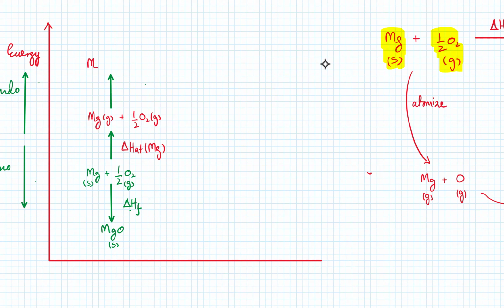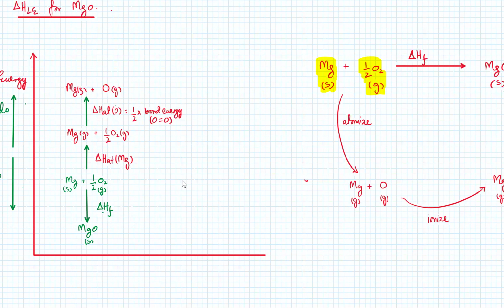So magnesium is already atomized, it's gaseous. Now the oxygen bond has been broken and it has also turned into oxygen gas. So this is the enthalpy change of atomization of oxygen, which is basically equal to half times the bond energy of O double bond O. Because remember it's a gaseous molecule, so you're just breaking the bond of oxygen. So this completes the first step, which is that I've atomized my elements.